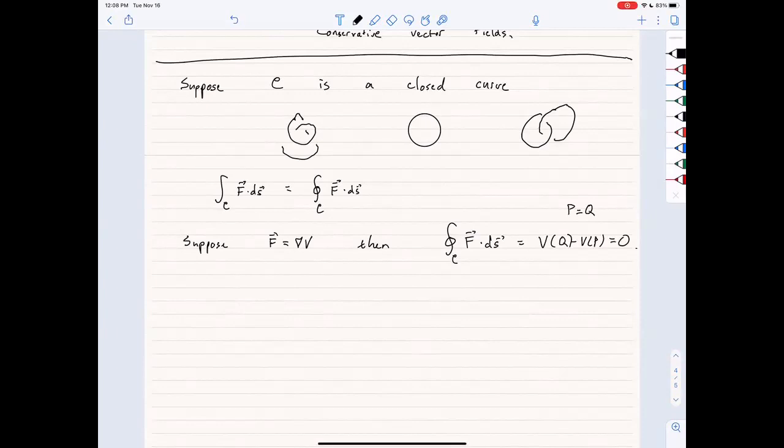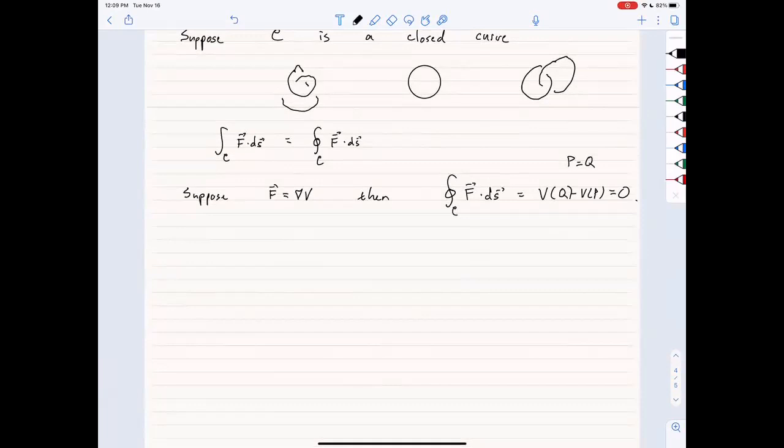So if you're doing integrals over closed curves and you see a lot of zeros, no matter what kind of closed curve you have, you should suspect, I probably have a conservative vector field. Not necessary, but kind of necessary. It will depend. Let me just give an example.